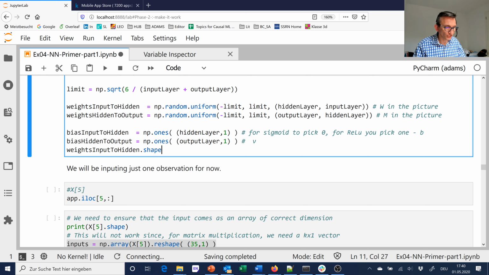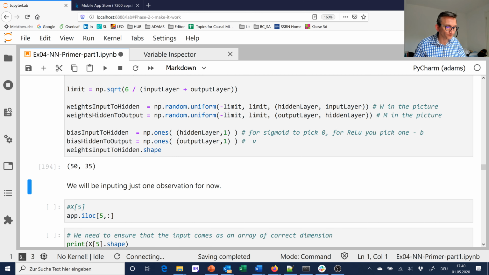Just for the point of changing something in that notebook, using shape, you should know the shape function, you can easily convince yourself that your weight matrices and your bias vectors have the right dimension.